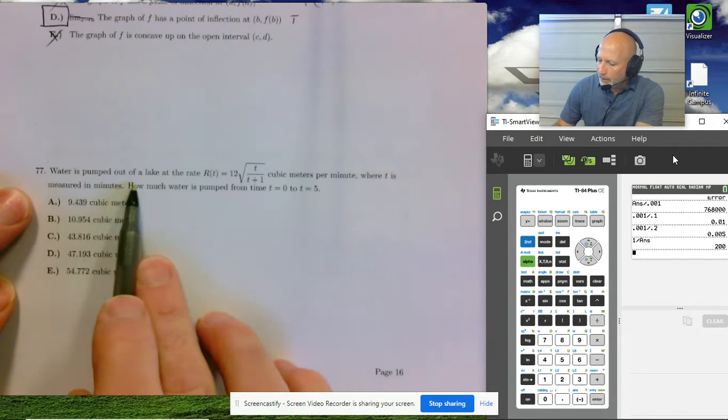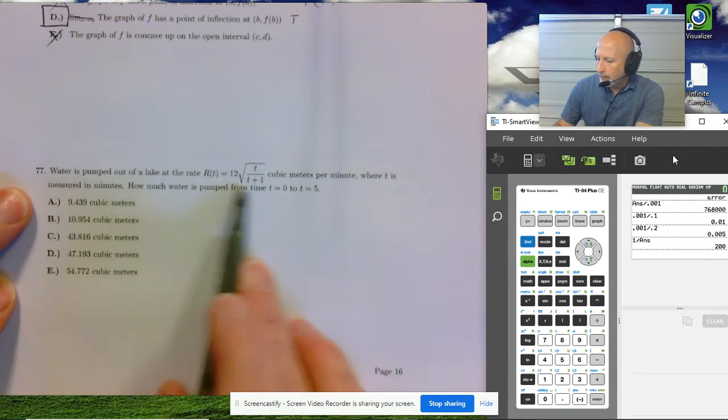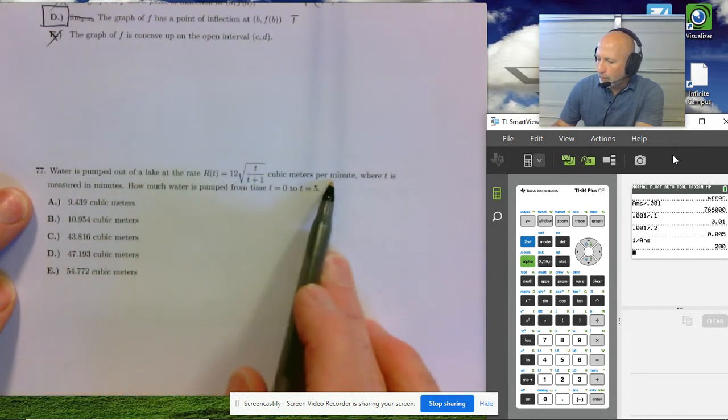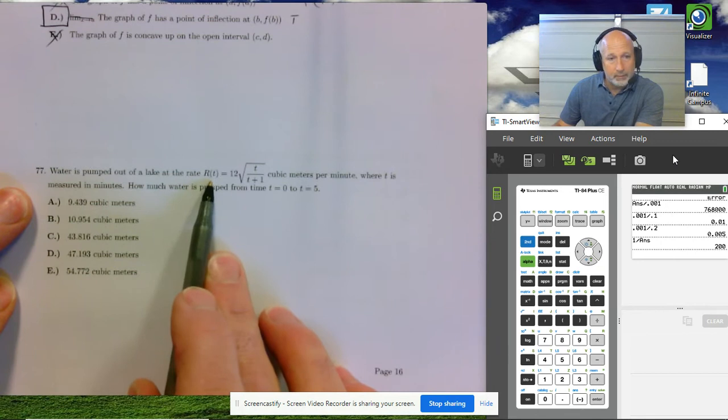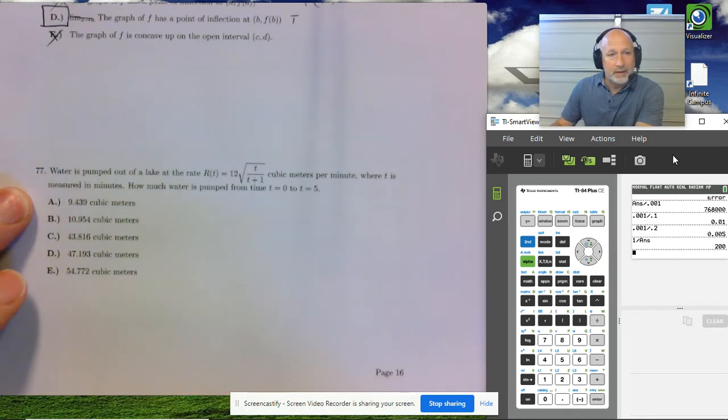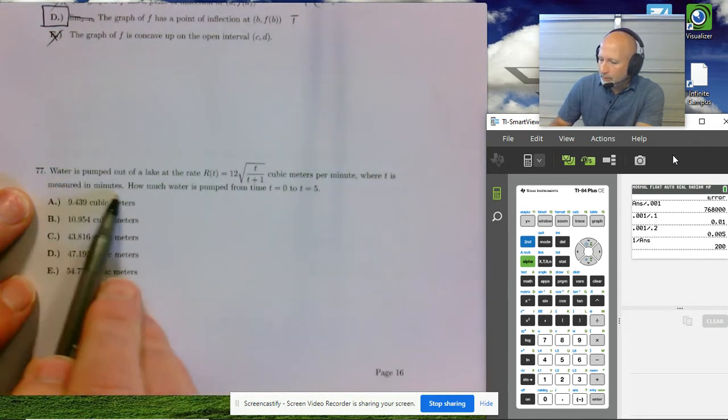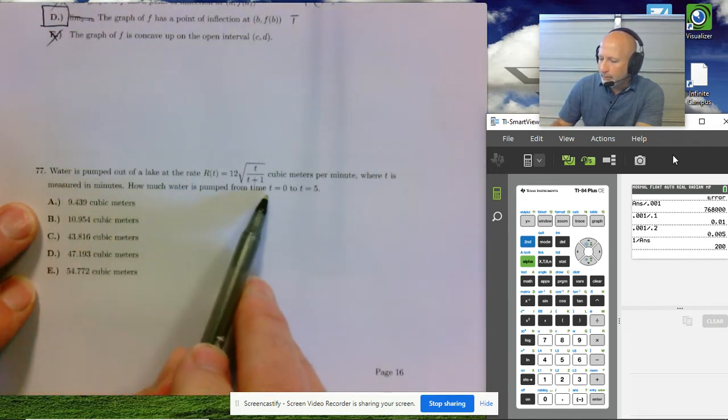Okay, so water is pumped out of a lake at the rate of R of t equal to this cubic meters per minute. Okay, so that's the rate at which it's pumped out. So that's dV/dt, the rate at which the volume is pumped out, where t is measured in minutes. How much water is pumped from time 0 to 5?